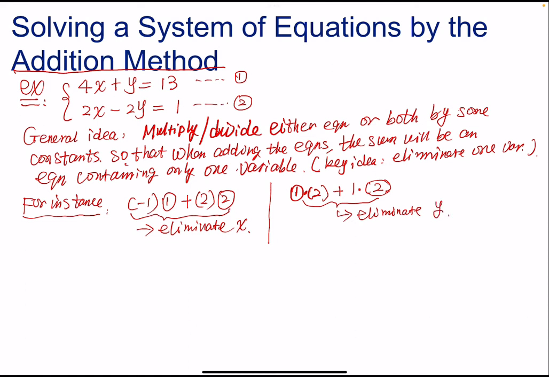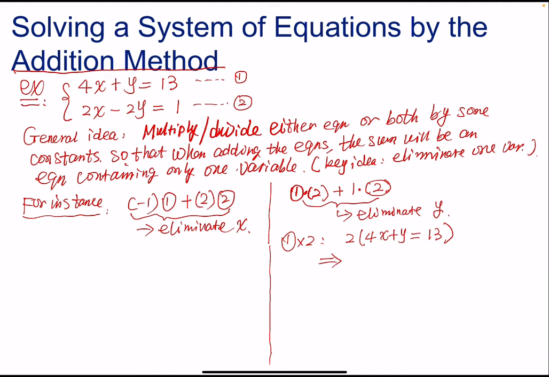So let's try both. Once you get familiar with it, you just choose the one that is easiest, the one that is easier to solve the system. Okay, so let's first try this one because it appears a little bit easier. So I'm going to need to multiply equation 1 by 2. So equation 1 multiplied by 2 would be 2 times 4x plus y equals 13.